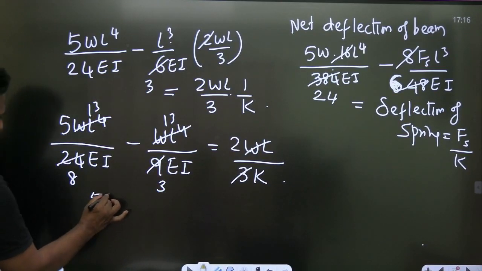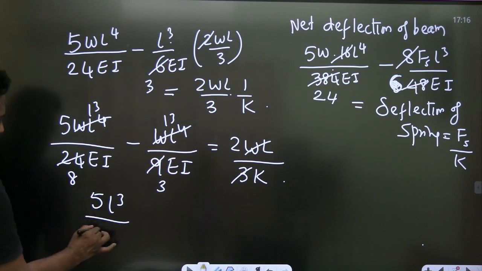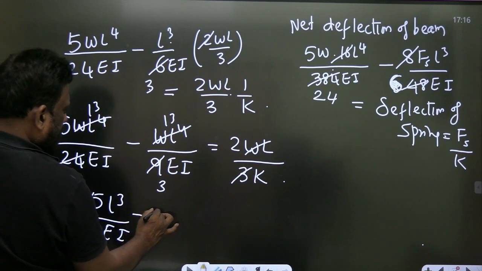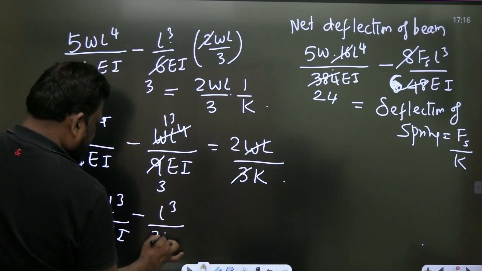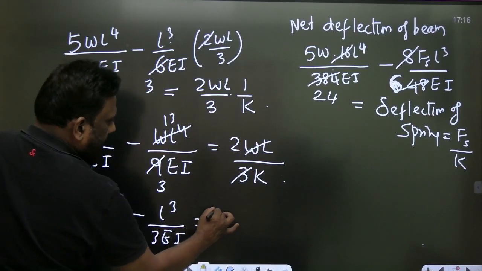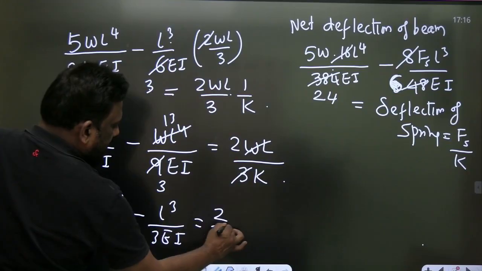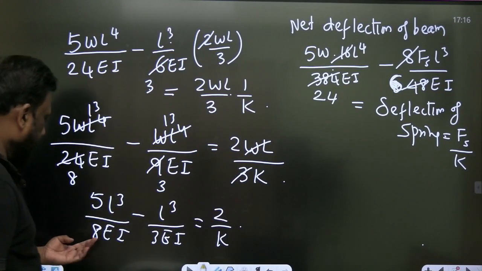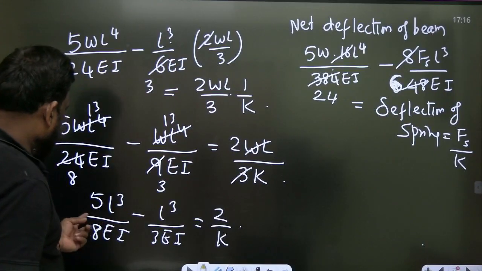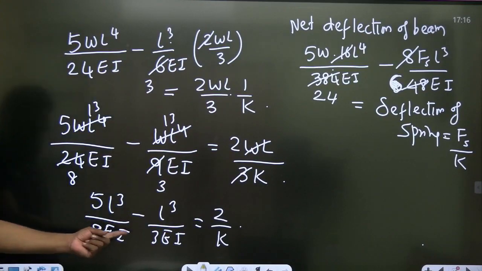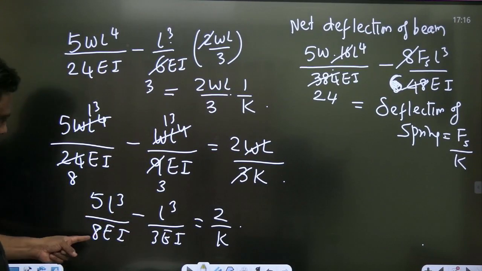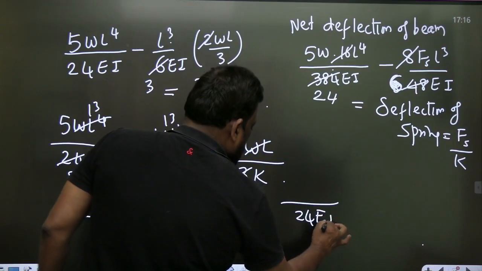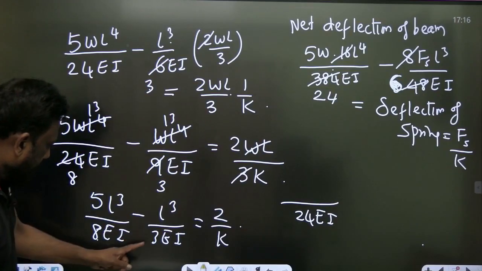So therefore 5 L cube by 8EI minus L cube by 3EI is equal to 2 by K. Excellent. So further we can simplify. How much is it, sir? 5 3s are 15, 8 3s are 24. So the denominator is 24 EI on the left side. 8 3s is 24 EI.